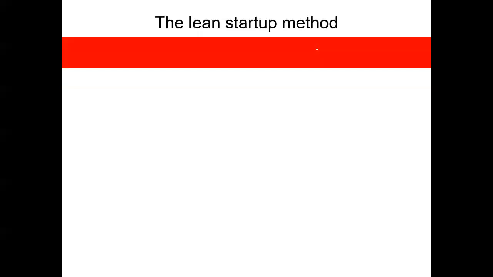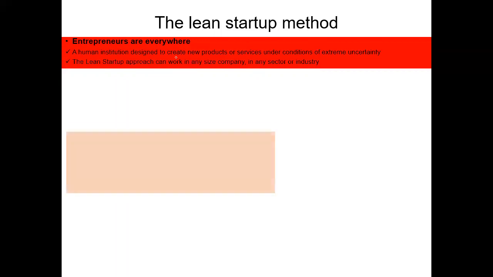So what exactly do we have in the Lean Startup method? First of all, we need to define whether there is any difference between management and entrepreneurship. We have already defined it, but the question is, are they so diametrically opposite? For that, we need to take entrepreneurship as a human institution designed to create new products or services under conditions of extreme uncertainty. This is one of the ways we can define entrepreneurship. The lean startup approach can work in any size company or in any sector or industry.